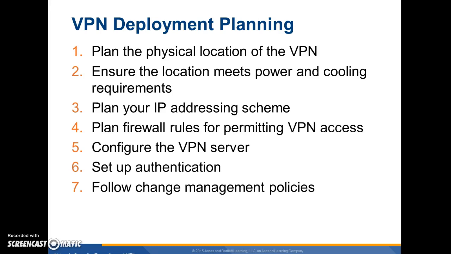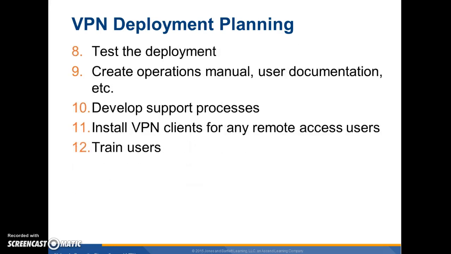Configure the VPN server. Set up the IP address pools, assign IP addresses to the interfaces, establish your banner message, and disable split tunneling. It's also a good idea to have the vendor review the configuration before going live. Test the deployment. You may want to create a pilot group to test the deployment. Create an operations manual, user documentation, etc. Develop support processes. Before you develop those support processes, you want to state that the rollout plan needs to be communicated to management and affected employees. Next, you want to install VPN clients for any remote access users. And of course, lastly, you want to train the users.